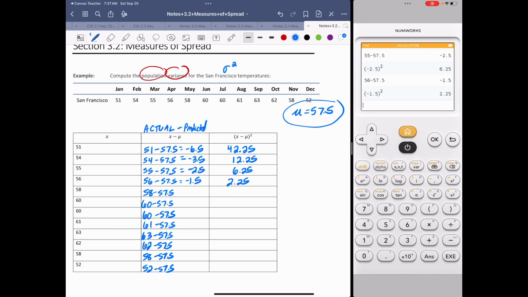We're going to do one more together. Then I want you to pause the video and finish this list. I've got 58 minus 57.5, enter. 0.5 squared, enter, and my calculator didn't like that. 0.5 squared is 0.25. Pause the video and finish this table, please.